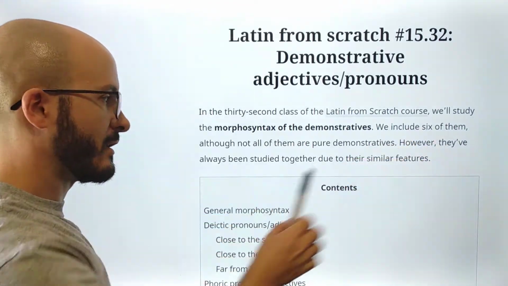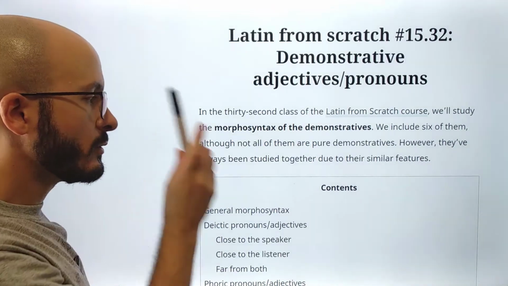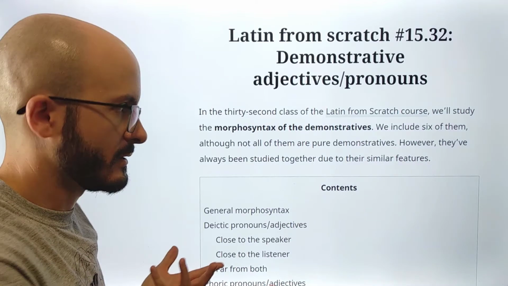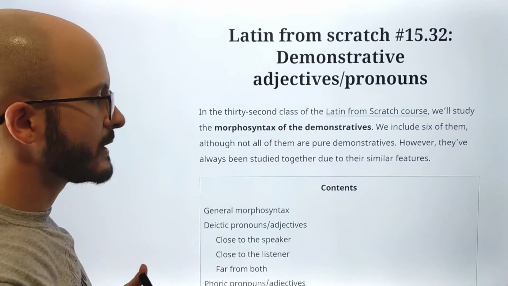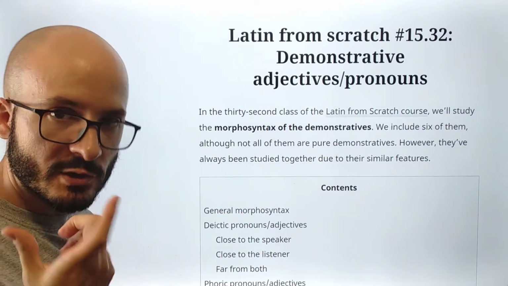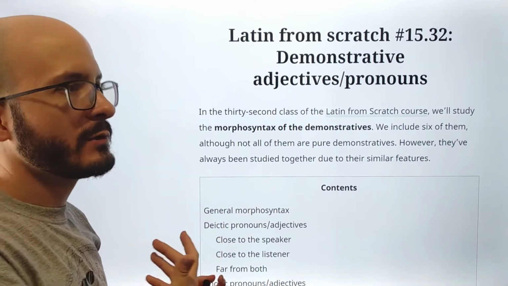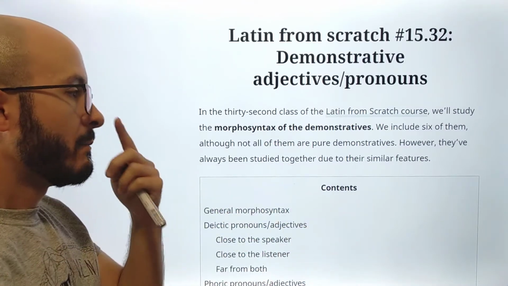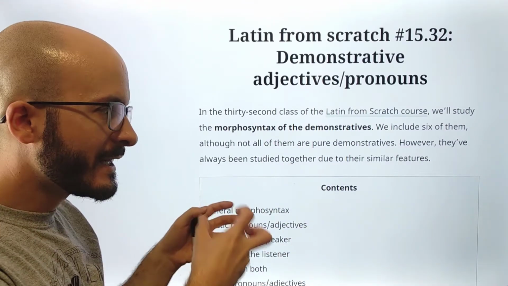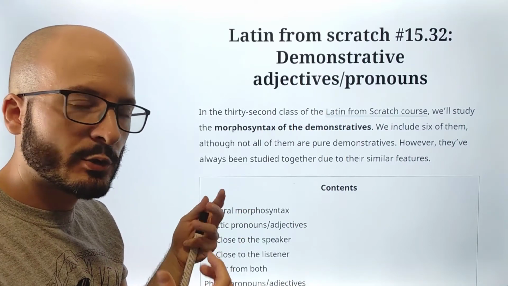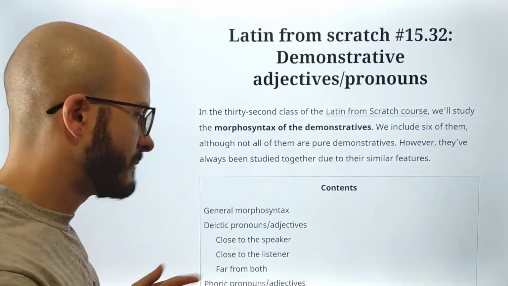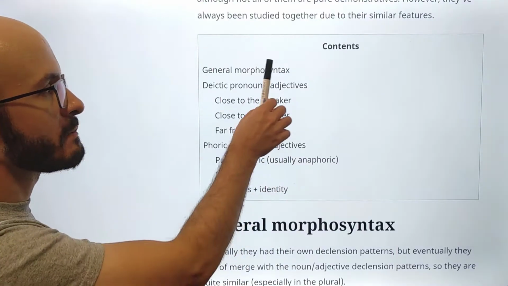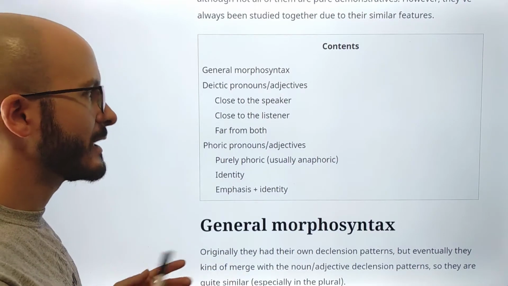We include 6 of them, so 6 tables, although not all of them are pure demonstratives. This is really just a matter of terminology, it doesn't really matter. However, they've always been studied together due to their similar features. I could divide this class into 2 lessons, but because there are so many similar features, it makes more sense to study everything in the same lesson, okay? So here we have this table of contents, which might look quite big, but it's really not so hard.